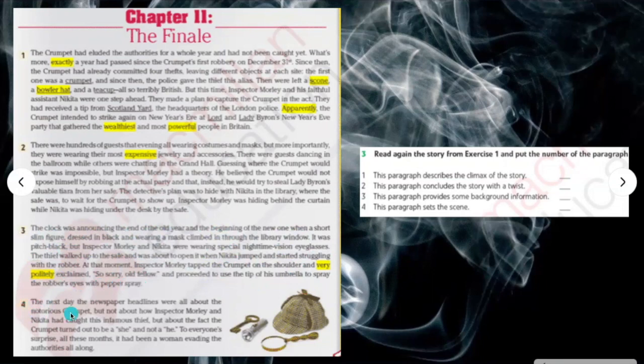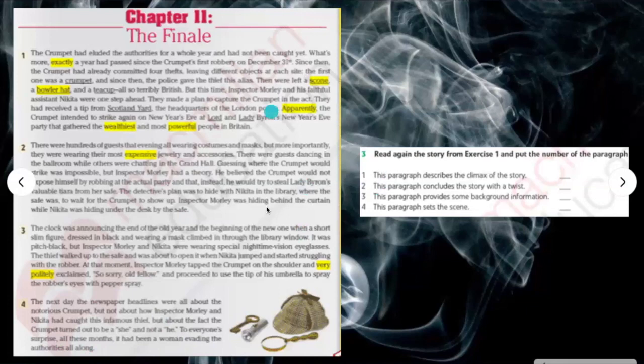Number 4. The next day, the newspaper headlines were all about the notorious Crumpet, but not about Inspector Morley and Nikita having caught this infamous thief, but about the fact that the Crumpet turned out to be a she and not a he. To everyone's surprise, all these months it had been a woman evading the authorities all along.